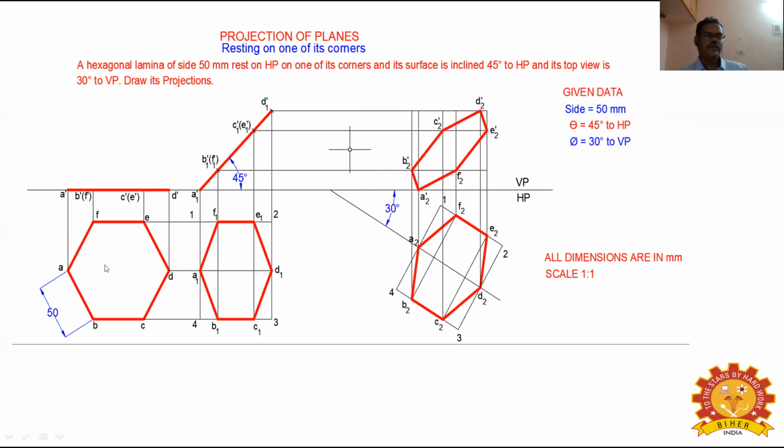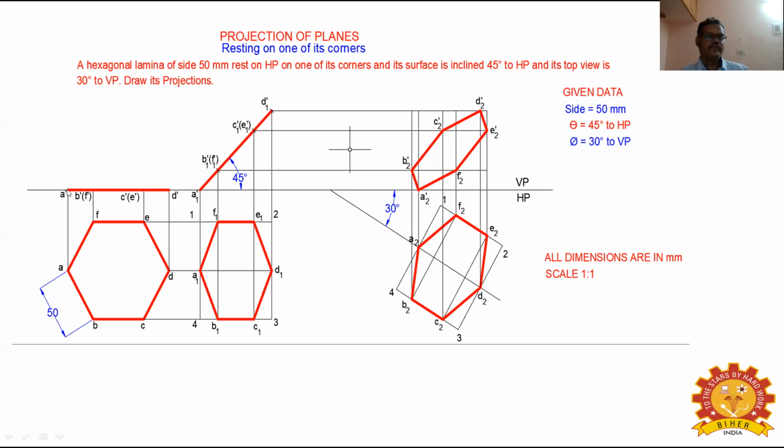Now, a hexagon lamina of side 50 mm rests on HP on one of its corners, and the surface is inclined 40 degree to HP, and its top view is inclined 30 degree to VP. Draw its projections. Now, you have to draw a hexagon in such a way that we have two corner points. So mark as A, B, C, D, E, F.